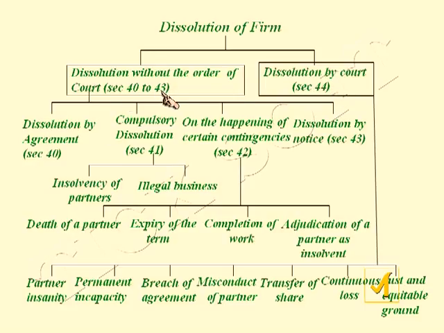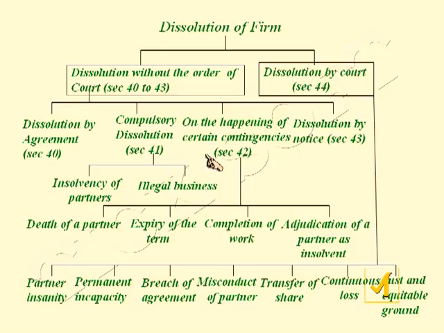Dissolution without the order of court, we have four situations, four circumstances. First one is dissolution by agreement, dissolution by partnership deed, that is section 40. Then the second one is compulsory dissolution by the partners, section 41. In that case also, no need to go to court. Then the third one is on the happening of certain contingencies, this is section 42. Then the fourth one is dissolution by notice given by any one of the partners, this is section 43.